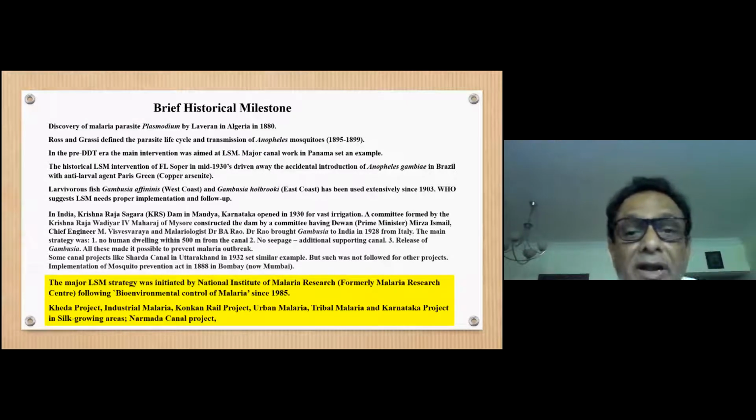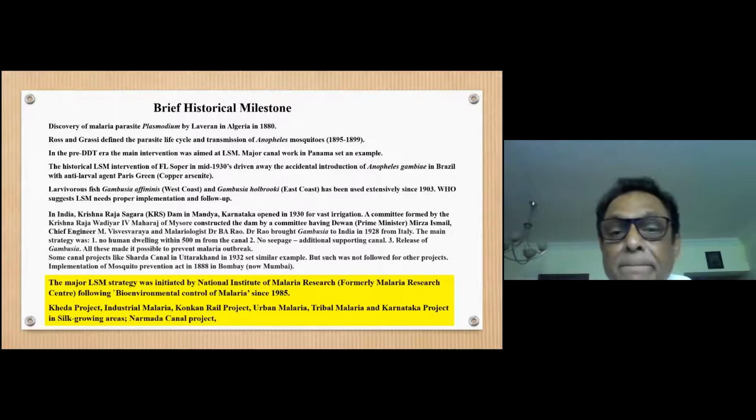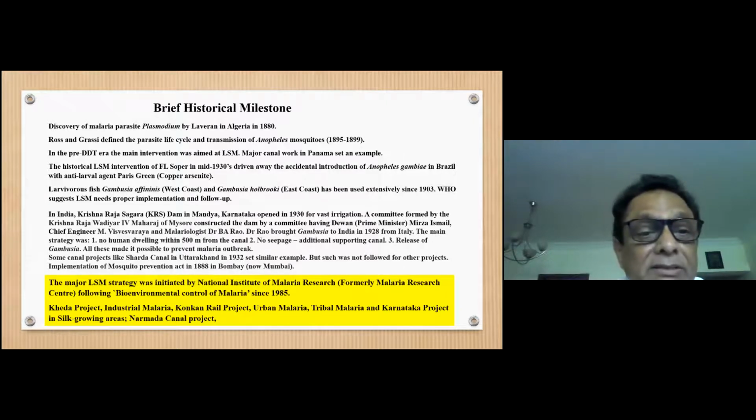I can cite one example from India, just 60-70 kilometers away from where I stay in Bangalore: the KRS Krishnaraja Sagara Dam project in Mandya, the classical example. It started in 1910, and the water was released in 1930, 20 years later. A committee was formed by Krishnaraja Wodeyar IV, the Maharaja of Mysore, a princely state at that time, to construct the dam, headed by the Diwan, that means Prime Minister Mirza Ismail, Chief Engineer Sir M. Visvesvaraya, the finest engineer I know ever, and malariologist Dr. B. Rao. Dr. B. Rao brought the Gambusia fish to India from Italy in 1928, and he was the first director of NMEP in India, the National Malaria Eradication Program.